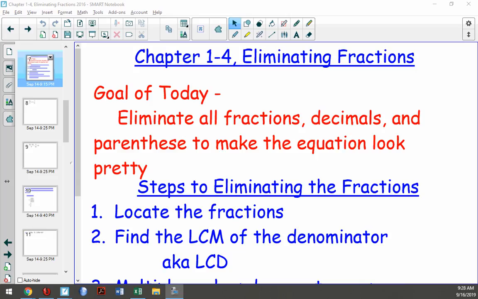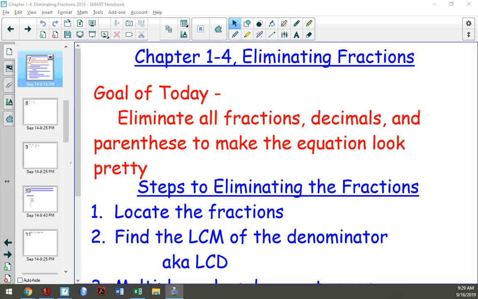Today we are going to be taking really nasty equations that have fractions and decimals in them, and our goal is to make them look super pretty. Whenever I say make them look pretty, that means I want you to eliminate all fractions, decimals, and parentheses to make the equation look normal to you.